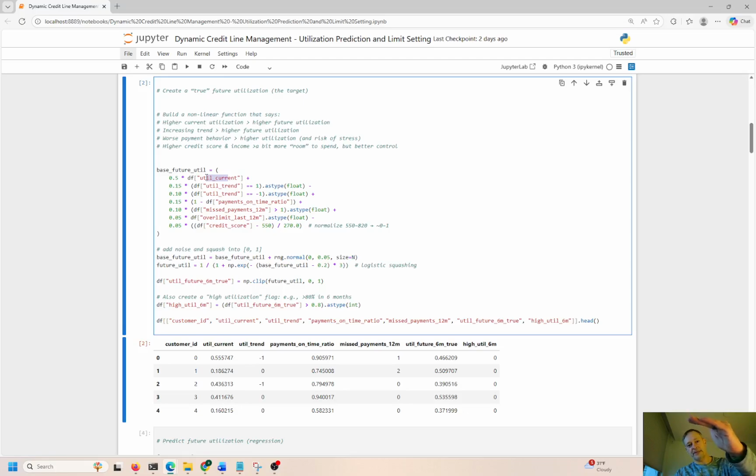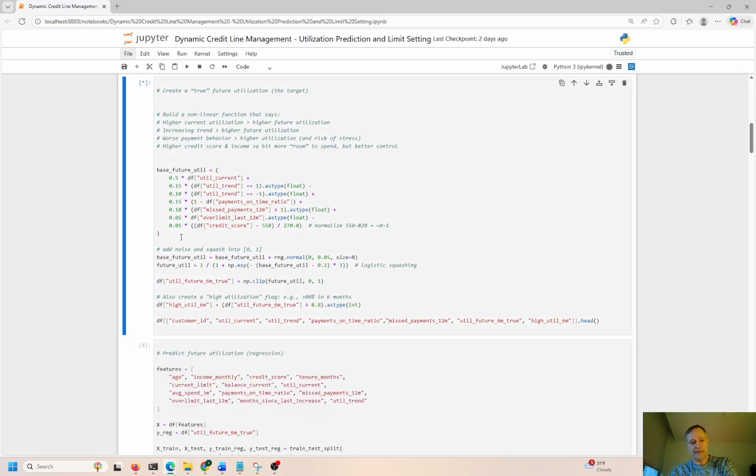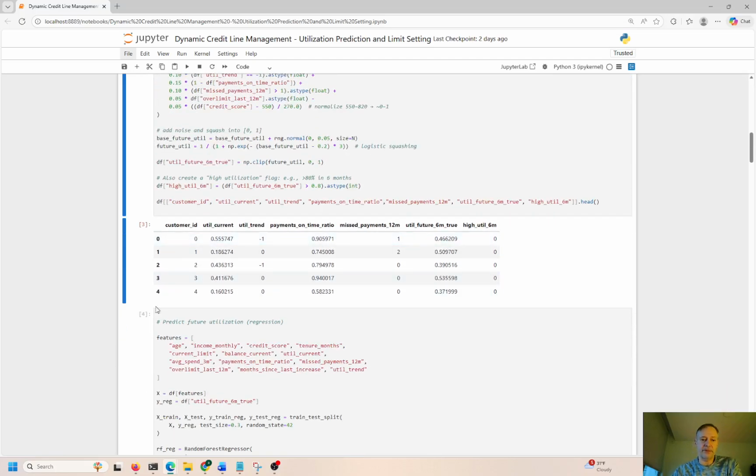Is it increasing over time? Do they need a higher threshold for credit and they should be approved for more? Or is it decreasing over time and the person never even comes close to the threshold? So maybe we should just decrease it because it doesn't matter anyway. They're not even going to use what they have been given. So that's the assumption here. Let me control enter to run the cell.